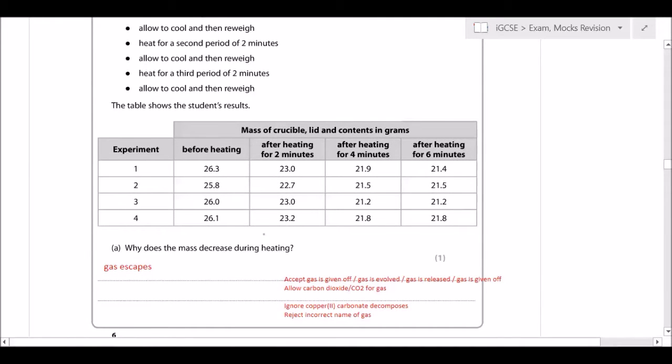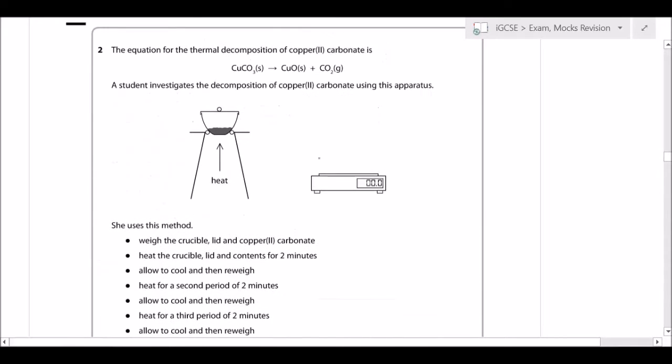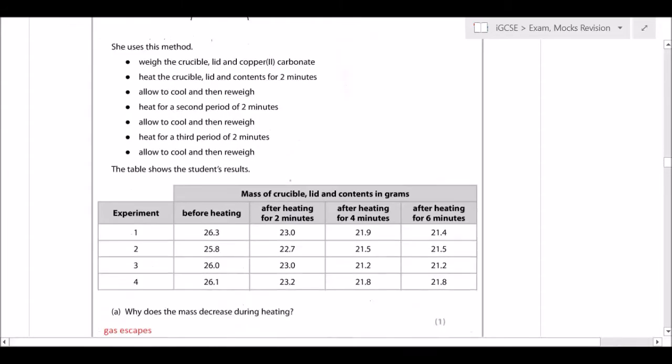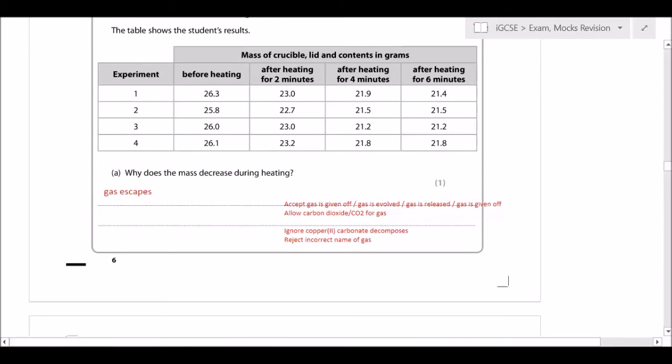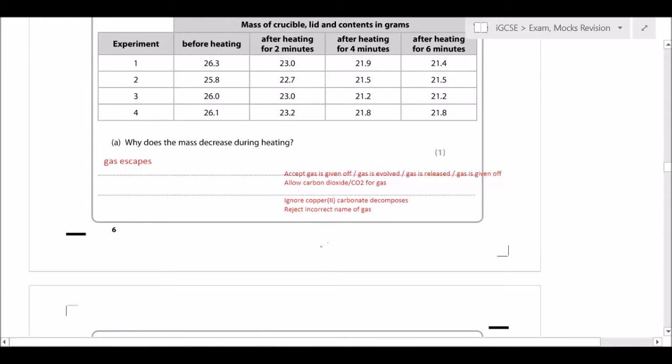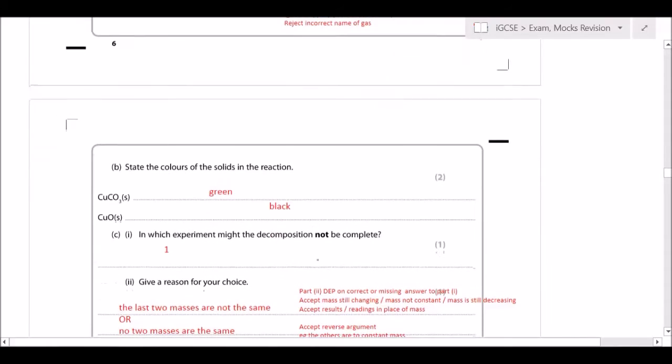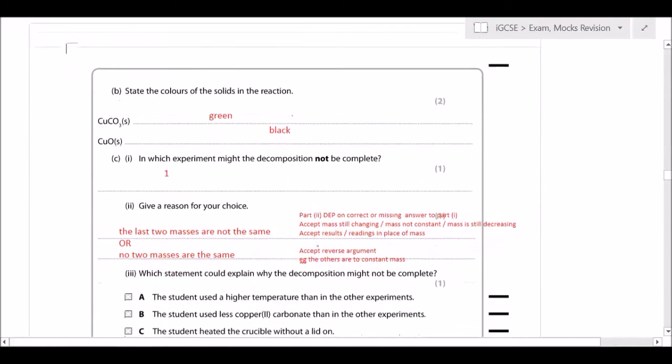Okay, question 2. Why does the gas decrease during heating? So this is thermal decomposition of copper carbonate, and we're producing a gas here, and that gas is going to escape, and that's what you had to put for your answer here. They accepted quite a few: gas given off, allow carbon dioxide, gas evolved, gas released. The name of the gas didn't matter either.